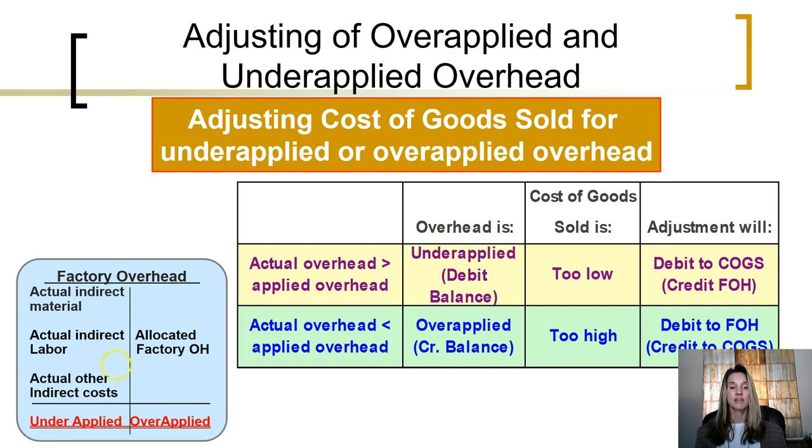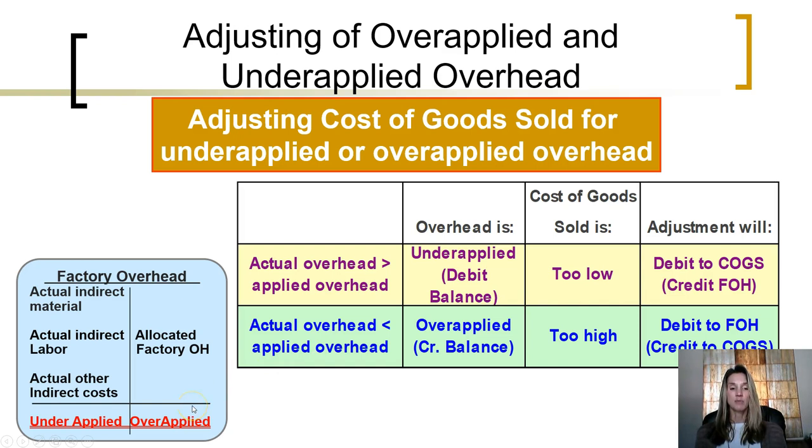So in order to correct that at the end of the period, if we are under applied, it means that our actuals were more than our estimate, which means that the amount that was recorded into goods in process was too low, which means as those inventory items were sold, cost of goods sold is too low. So in order to get rid of that debit balance, we are going to need to credit factory overhead and debit cost of goods sold. That journal entry would increase cost of goods sold and clear out the balance in factory overhead.